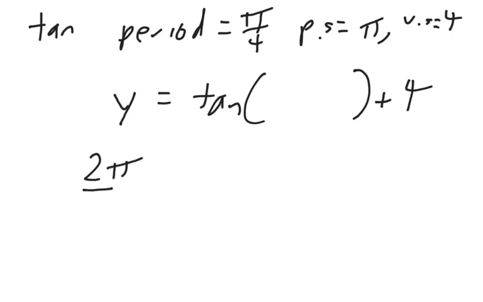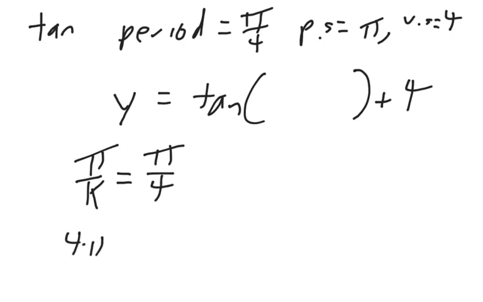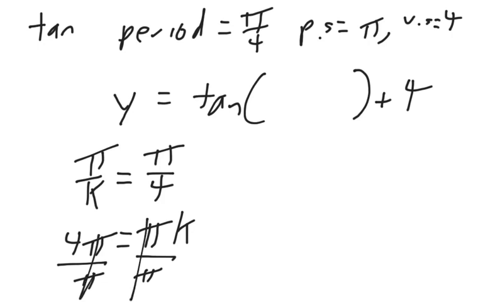We set pi over k equal to pi over 4. Cross multiply, divide by pi, and k equals 4.